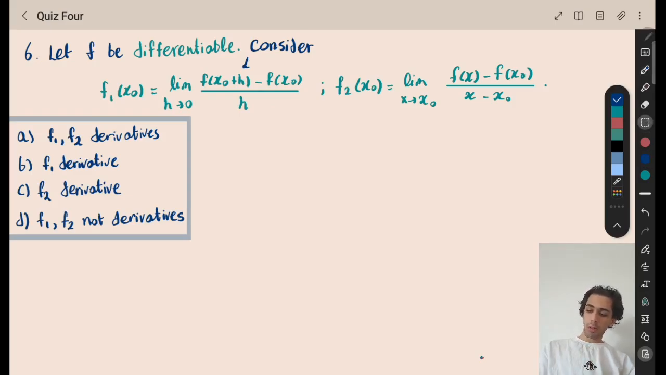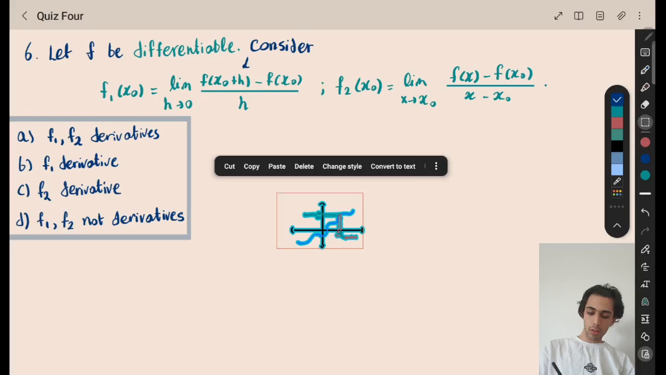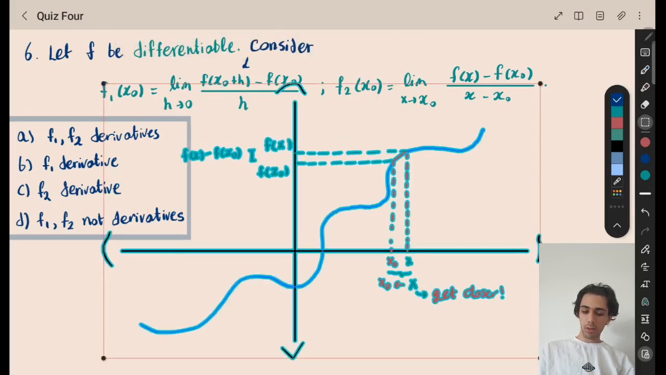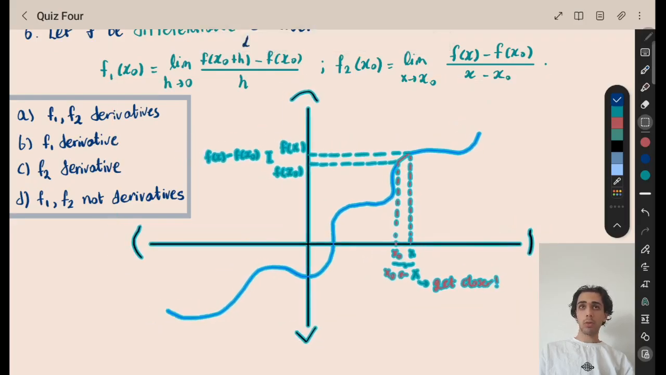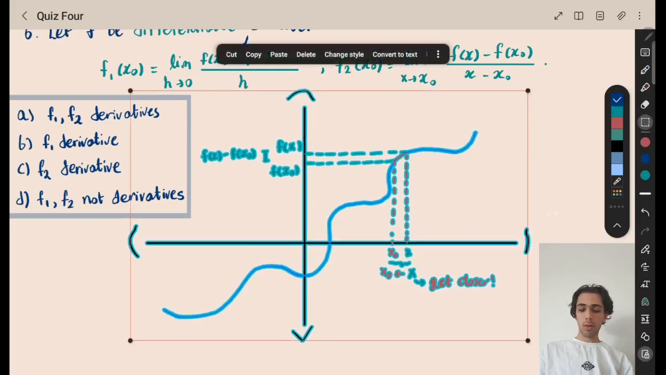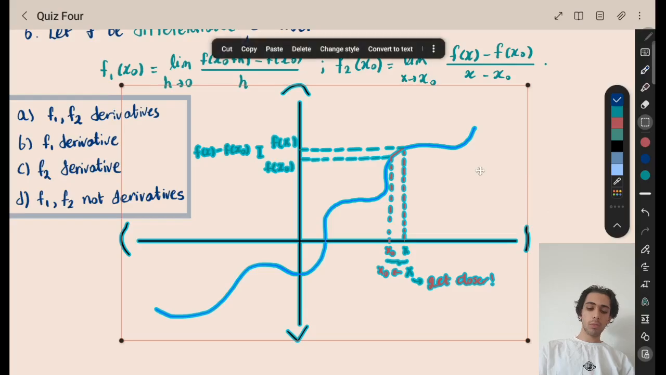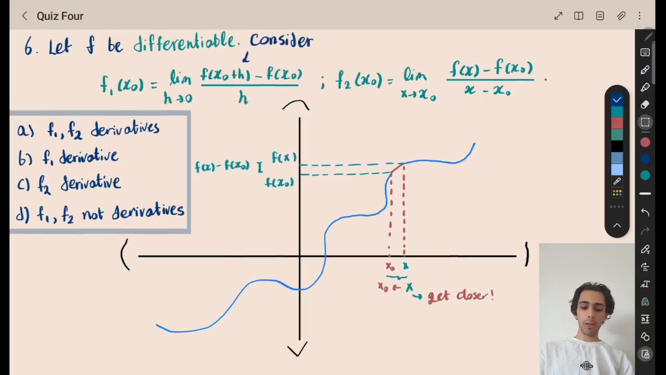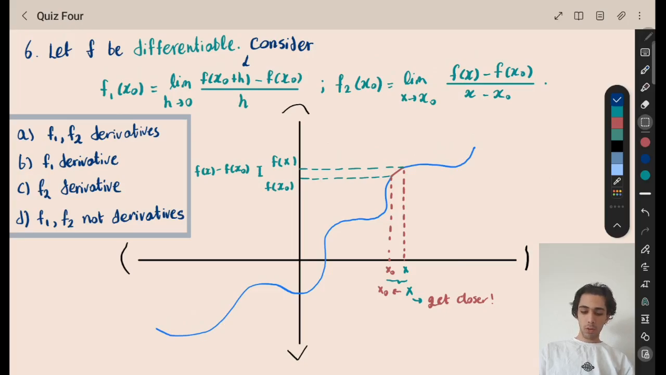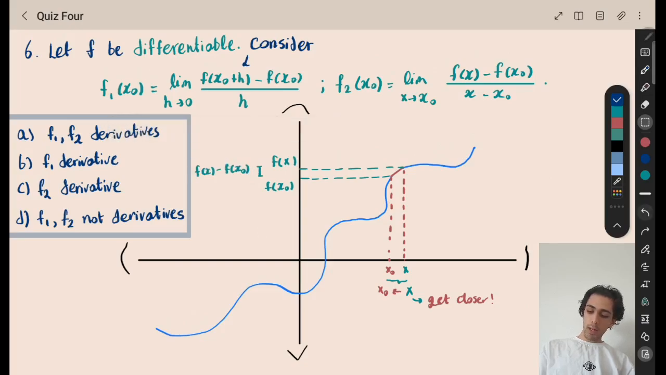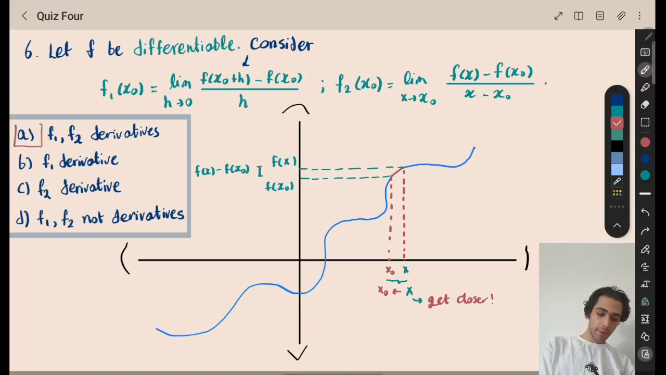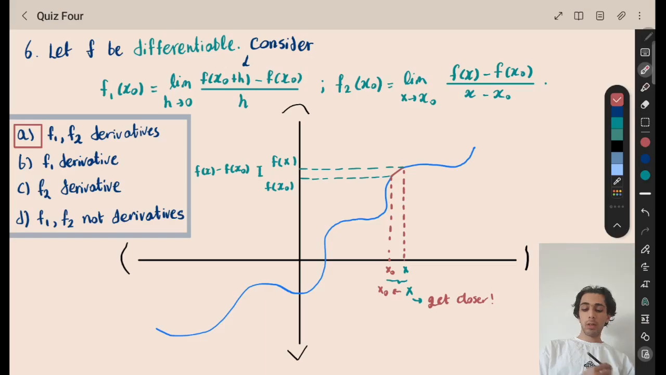And the second one is maybe less famous, but we have also seen it before. I didn't spend any time writing this. I just copied it because it is something we've done already. And it will turn out that f1 and f2 are both derivatives. The reason for this is this change of perspective.